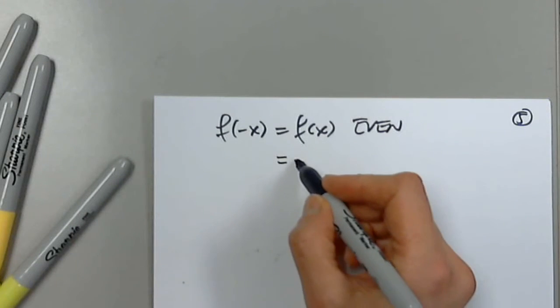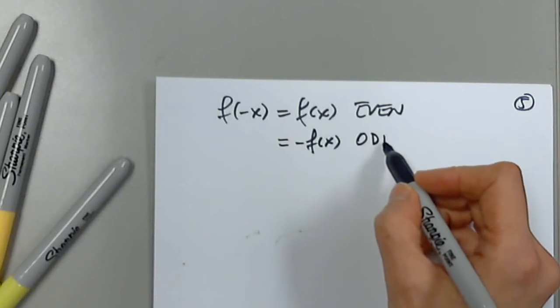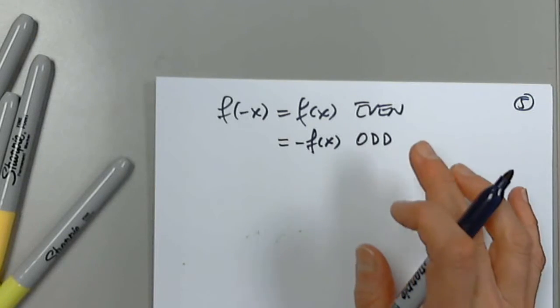What if this equals negative f of x? What type of function will that be? Odd. Yes, this will be an odd function, symmetric with respect to the origin.